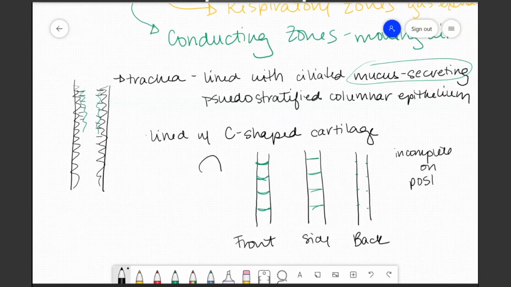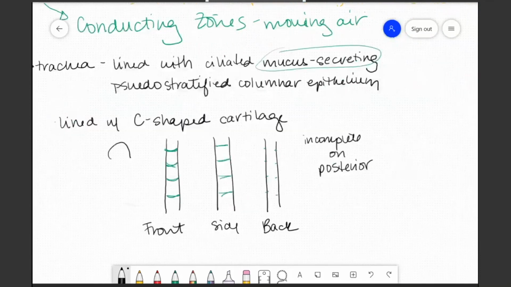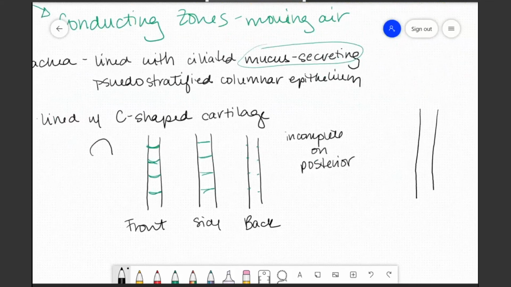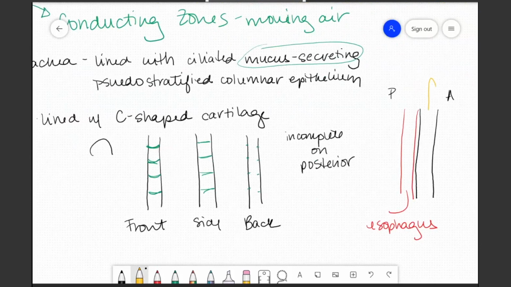And the reason it is incomplete on the posterior is because in your throat, here's your trachea. Right behind it, if this is anterior, this is going to be posterior, you have another tube. This tube right here is your esophagus. So this is where the food will go. You want air to come down here, and you want food to go down here.